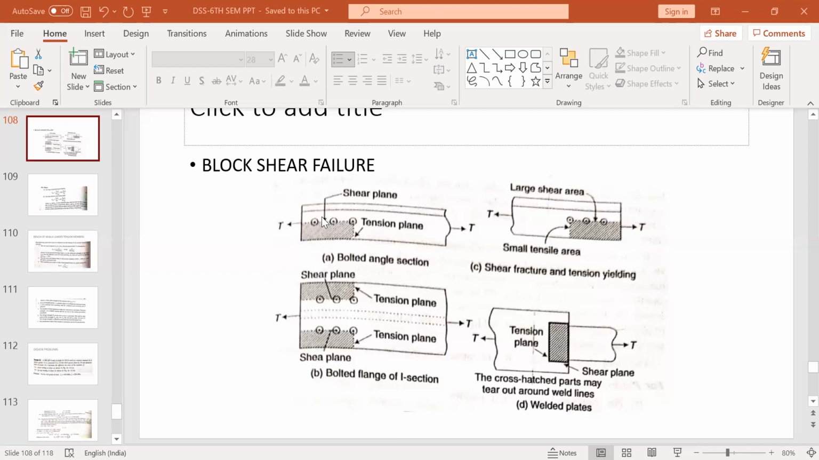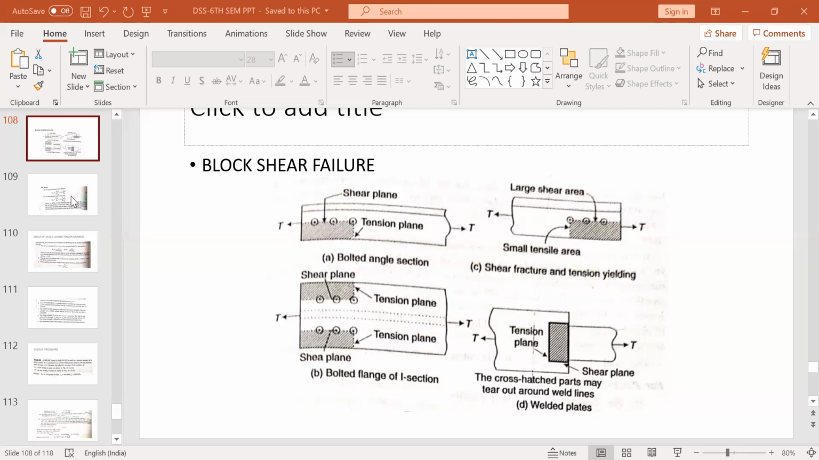Now, sometimes your shear plane will be weaker and the tension plane stronger, and it might be vice versa. Sometimes the shear plane will be stronger and the tension plane weaker. For both cases, we'll see what the cross-sectional area is. So this entire section is a block, and this will shear out. This will tear out as an entire block. Not these bolts coming out, only this rectangular block will come out. This is called block shear failure. I hope you understand this.